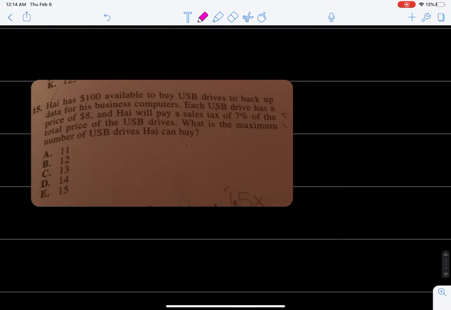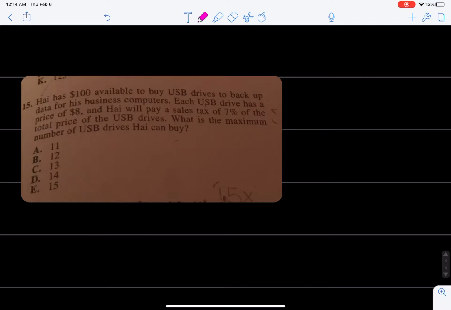Finally, Hi has $100 available to buy USB drives to back up data for his business computers. Each USB drive has a price of $8, and Hi will pay a sales tax of 7% on the total price of the USB drives. What is the maximum number of USB drives Hi can buy? Okay, so Hi has $100.